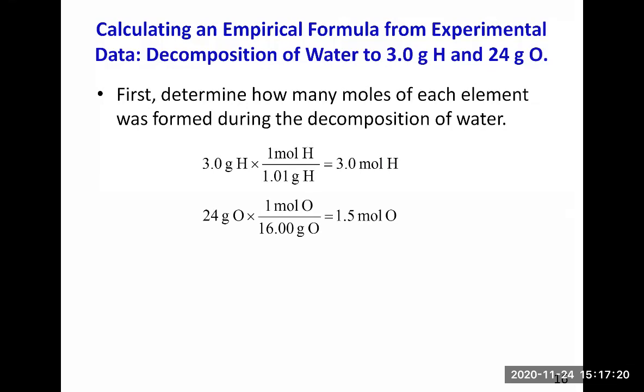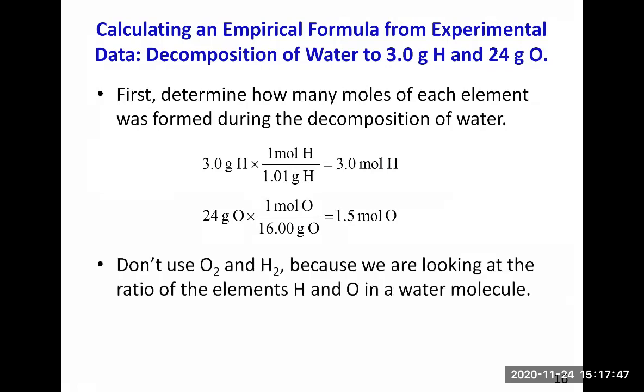So 24 grams of oxygen, multiplied by 1 mole of oxygen over 16.00 grams of oxygen. That's the molar mass of oxygen, 16 grams of oxygen per mole of atoms of oxygen. So 24 divided by 16, that's 1.5 moles.